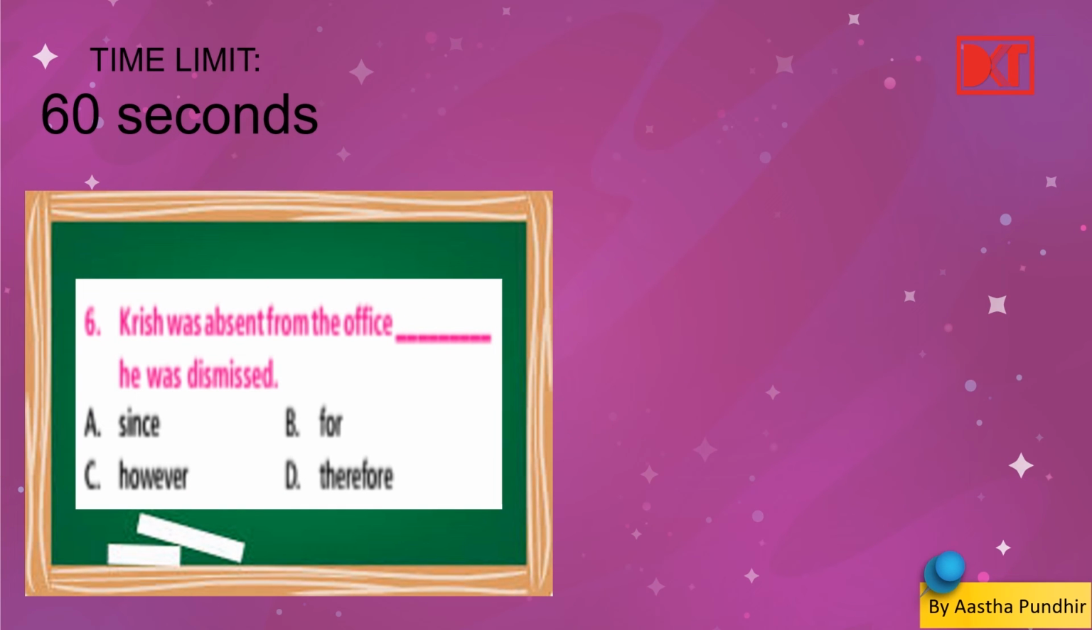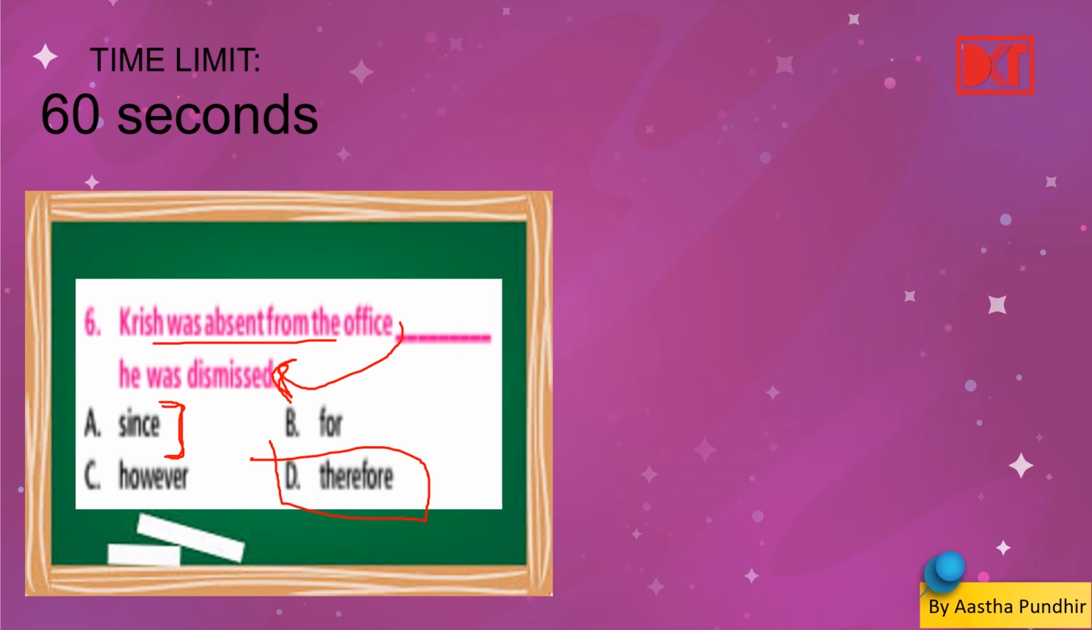Okay, here we have: Krish was absent from office, dash, he was dismissed. Since he was dismissed, for he was dismissed, however he was dismissed, or therefore he was dismissed. Okay, so here the correct answer is D. Therefore he was dismissed. We're talking about a certain reason or conclusion that happened. He was absent from office, and as a conclusion what happened? He was dismissed.